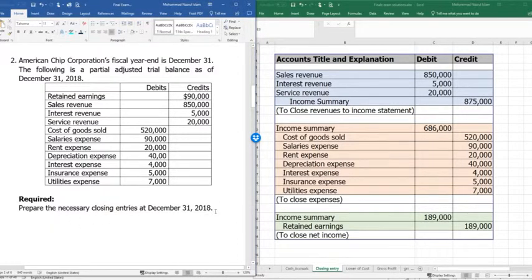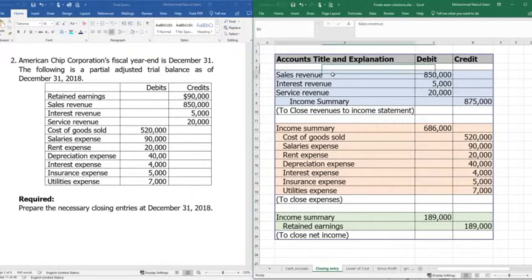Dear students, please be careful about that. We will be closing the revenue accounts. You can see that all the revenues are debited: sales revenue debit, interest revenue debit, service revenue debit. So total revenue becomes credit in the income summary. Total revenue we have credited in the income summary.